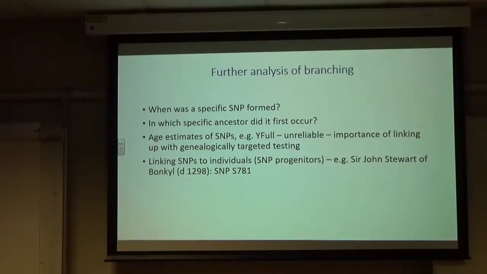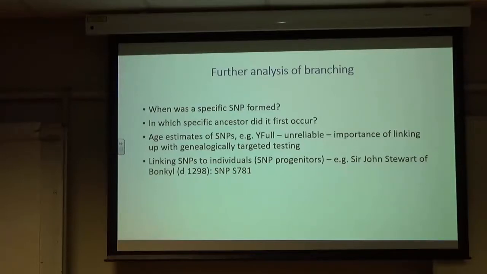Now, as mentioned on the slide here, obviously this is going to be dependent on age estimates. So he's tested for a particular SNP. What date did that SNP occur? Who was alive at that time that he may have been descended from? Age estimates have been done.